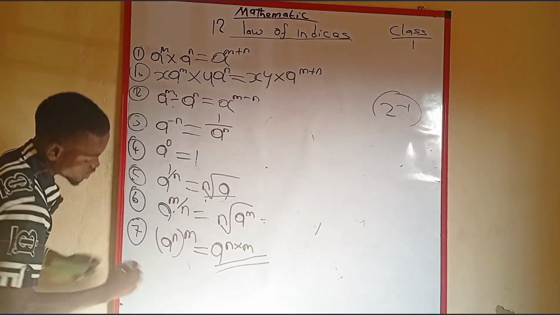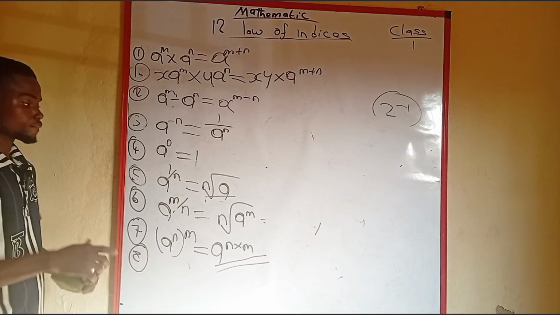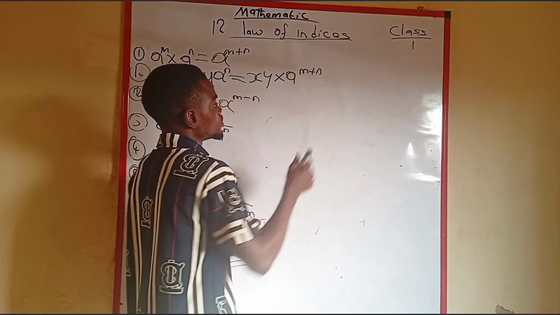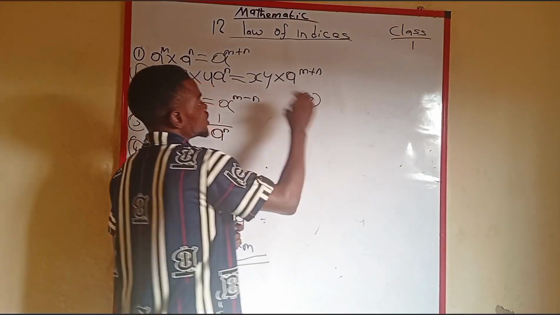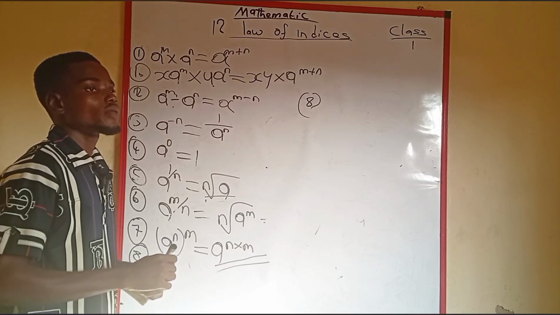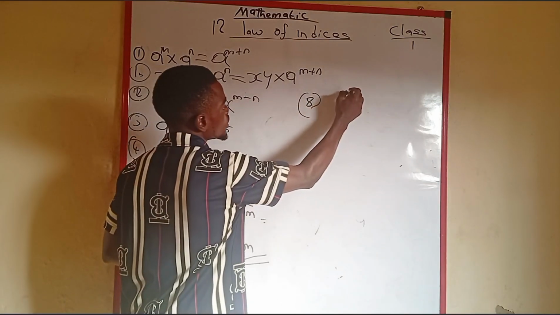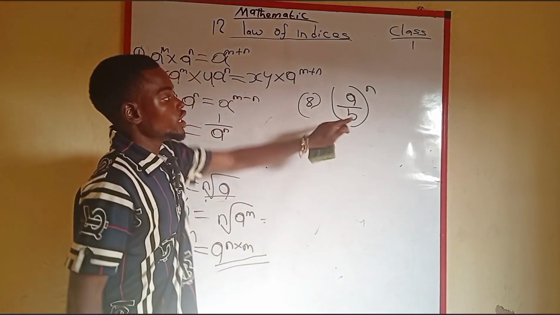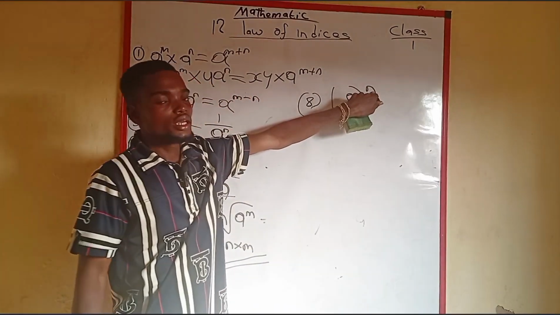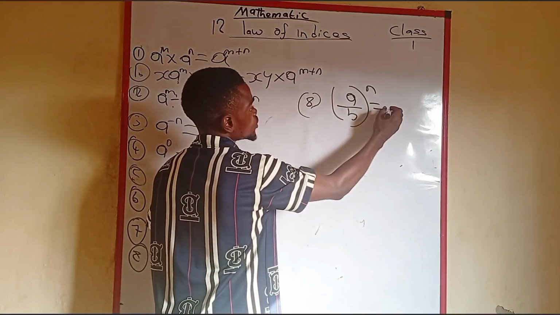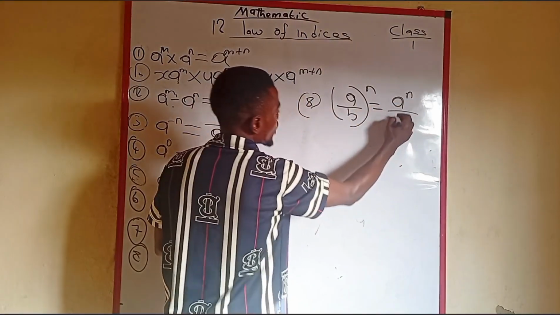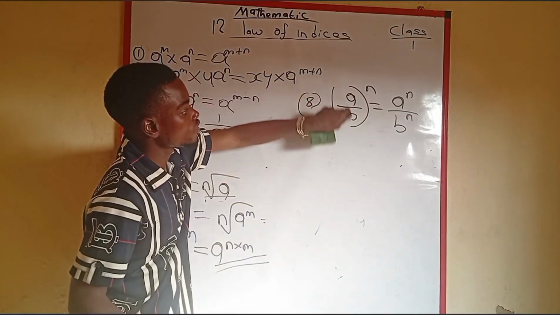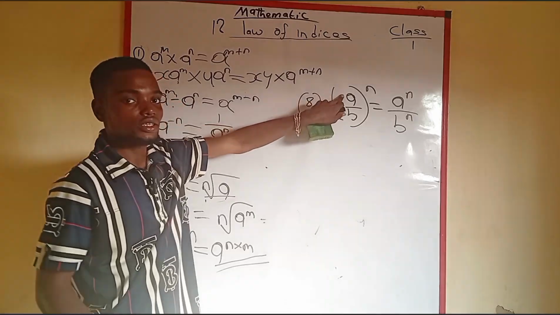Now, we are looking at the 8th law of indices. The 8th law of indices, and through to the 11th law of indices, we are going to talk about the distribution of power. If I have A over B all to the power n, if you have a fraction to the power n, this power is distributive. This is equal to A to the power n all over B to the power n. The power is distributive to whatever the fractions are.